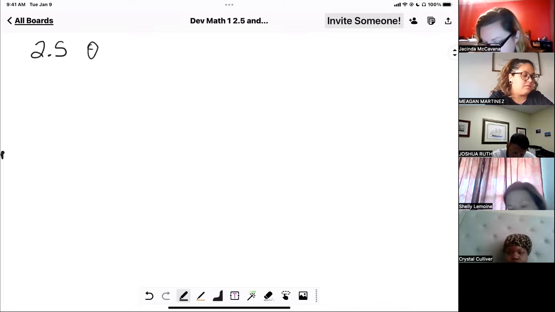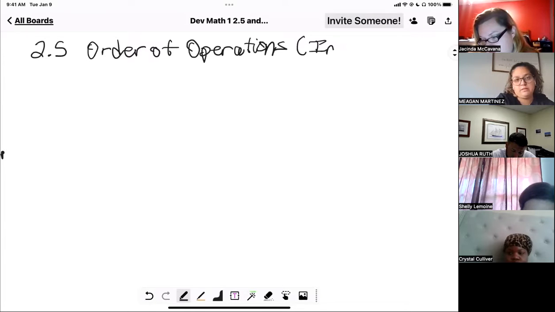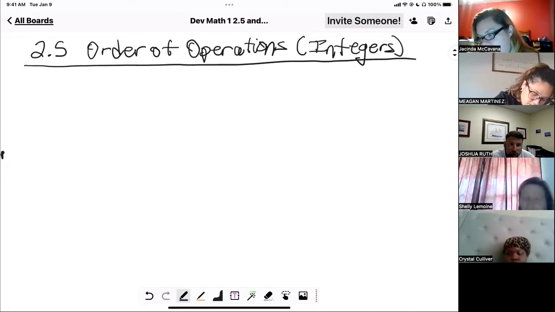All right, so 2.5, here we go. It's also called order of operations. But it's really for integers. And like I said, we're going to take everything we learned, adding, subtracting, multiplying, and dividing, and we are going to put it all together.